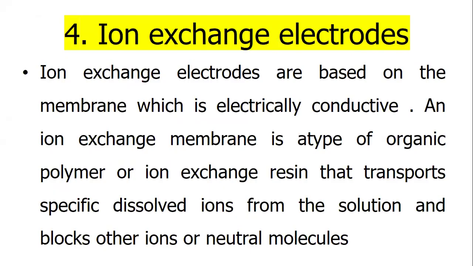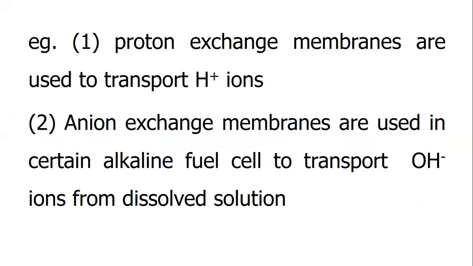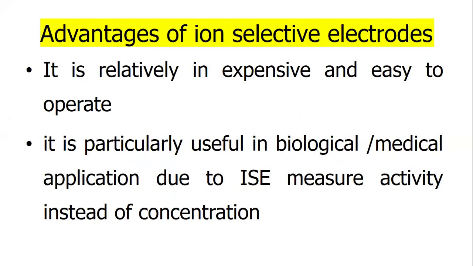Ion exchange electrodes are based on a membrane which is electrically conductive. An ion exchange membrane is a type of organic polymer or ion exchange resin that transports specific dissolved ions from the solution and blocks other ions or neutral molecules. For example, proton exchange membranes are used to transport H plus ions. Anion exchange membranes are used in certain alkaline fuel cells to transport hydroxide ions from the dissolved solution.